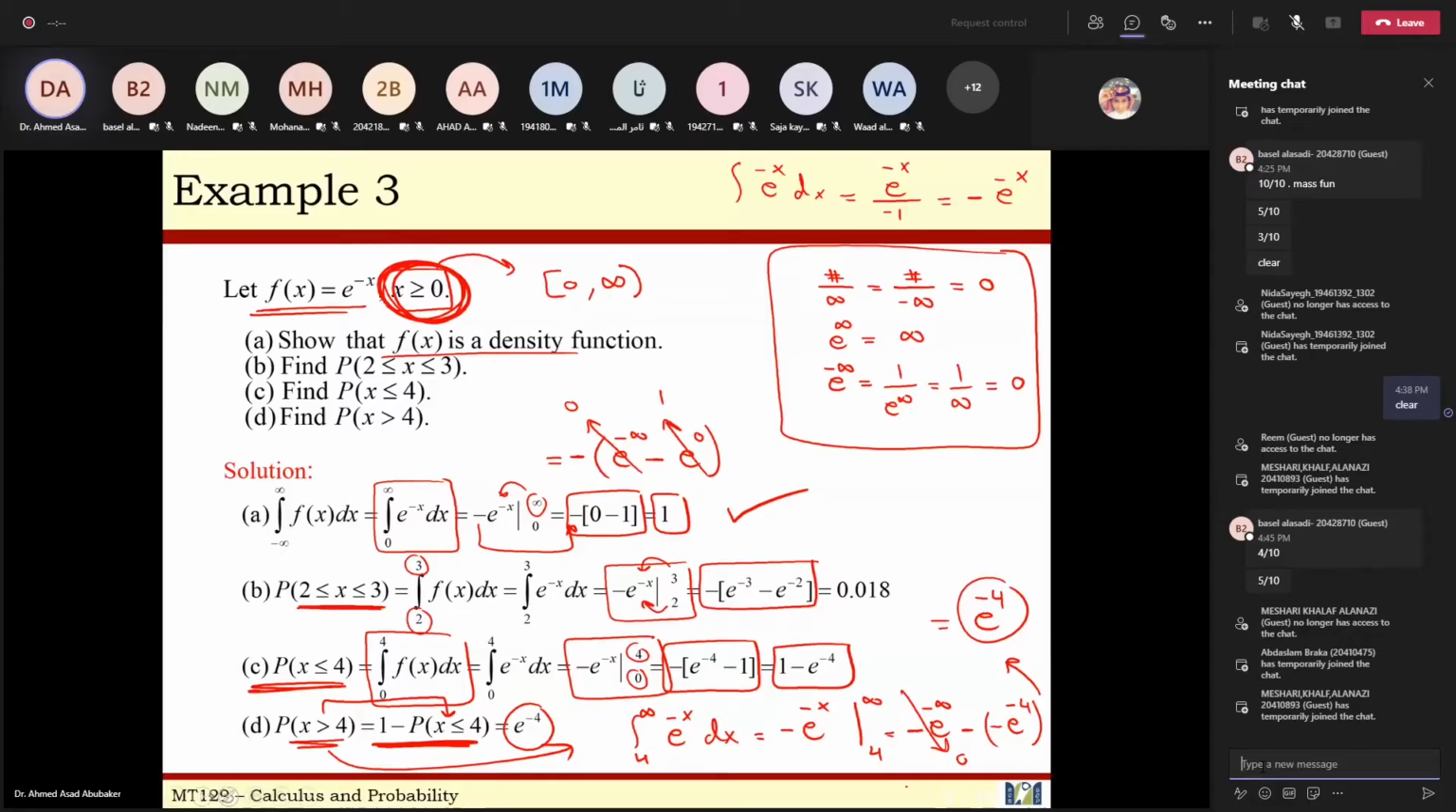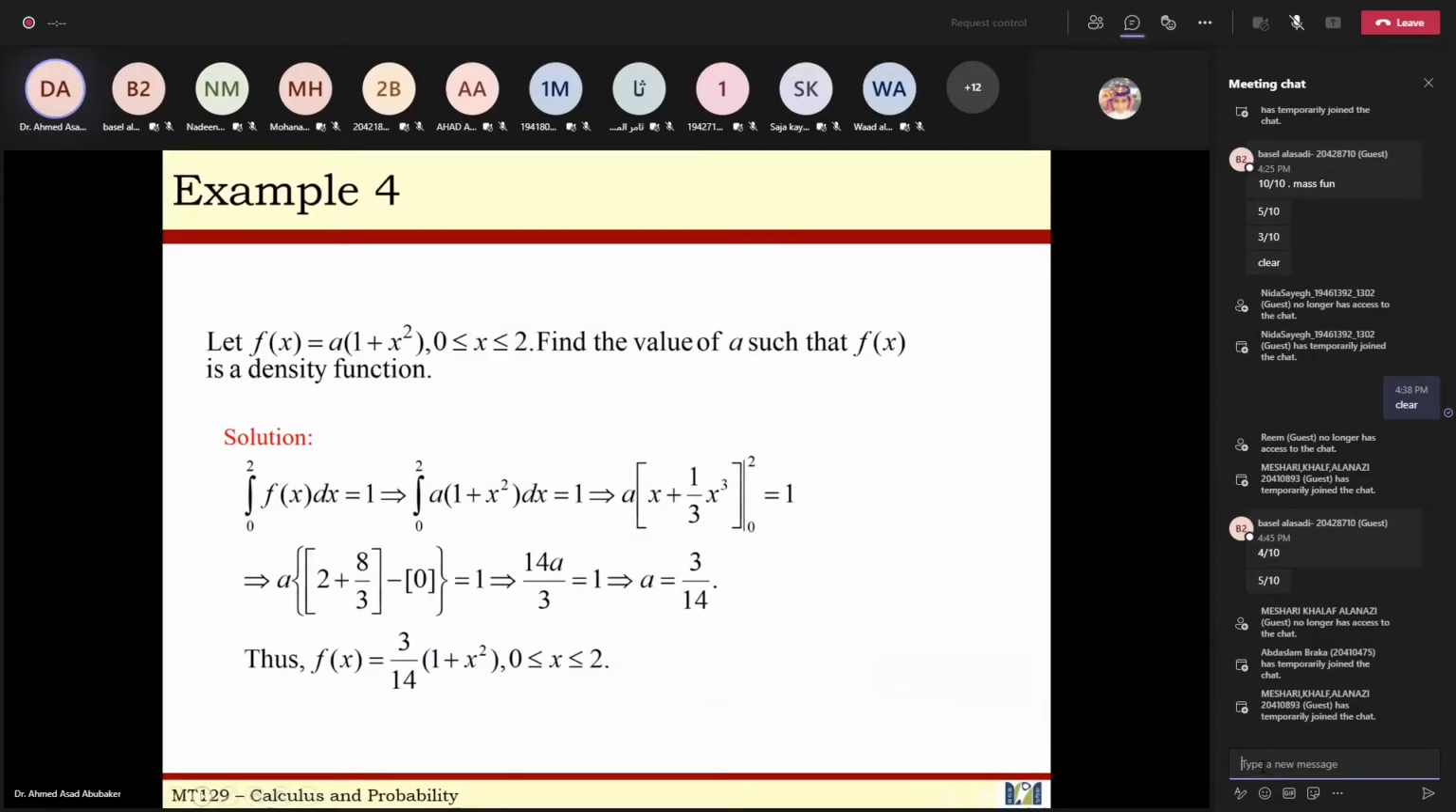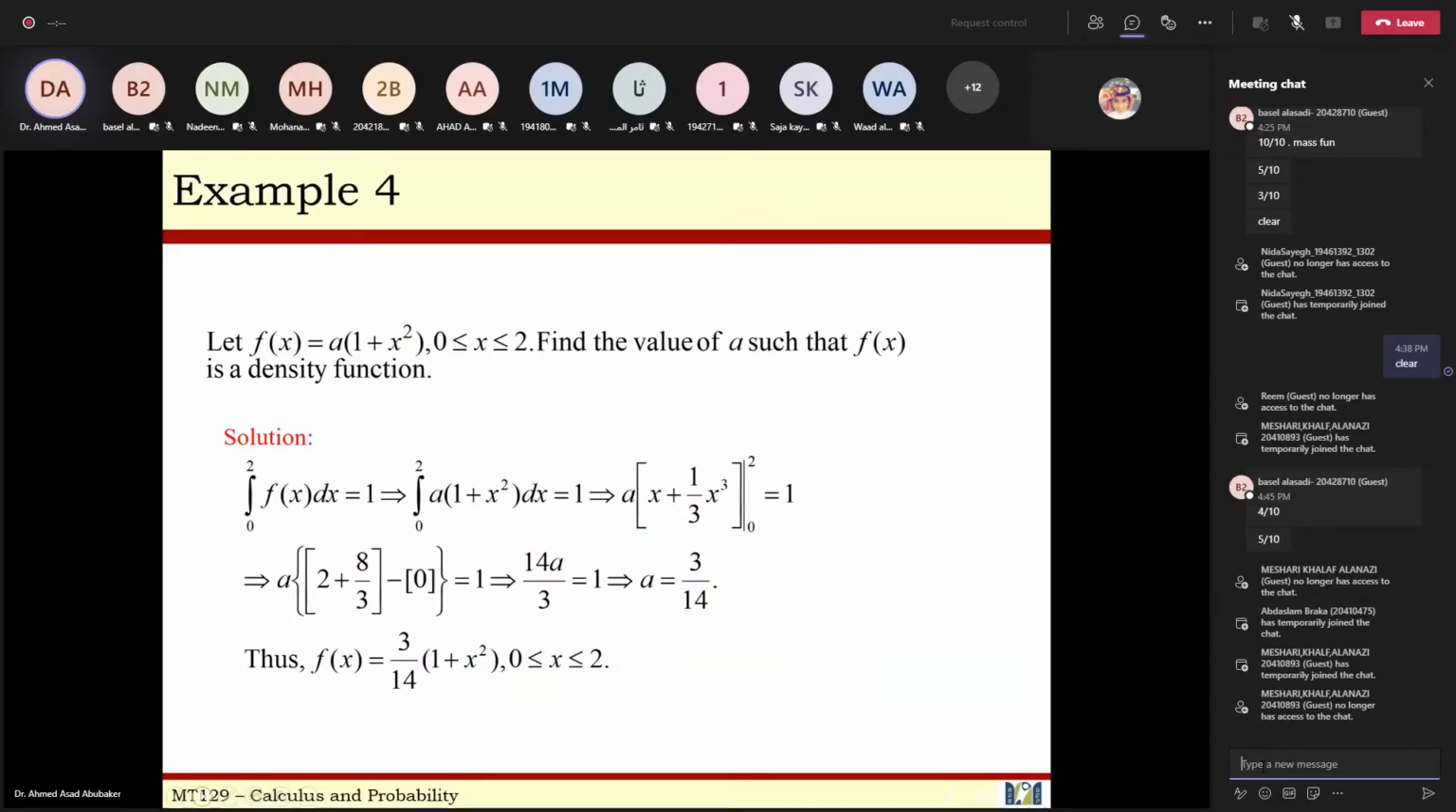Another example. The same: find the value of A. This is the value of A that makes f of x a density function. So since this is a density function, we have the integral from minus infinity to infinity of f of x equal to 1, but the domain of x is only from 0 to 2.